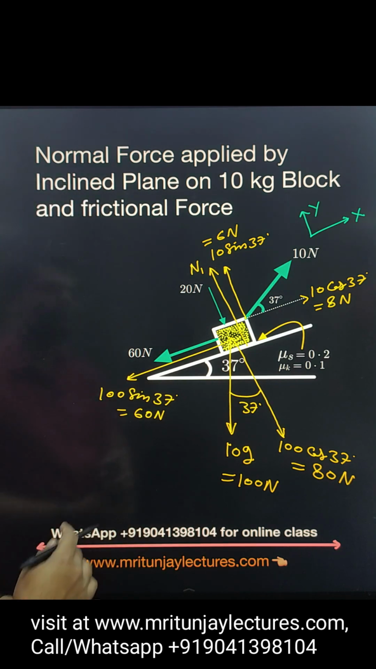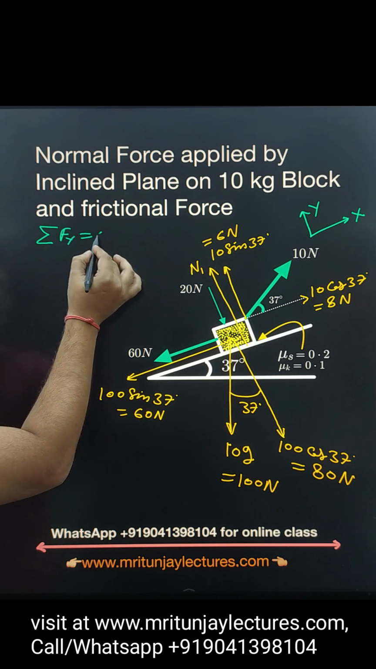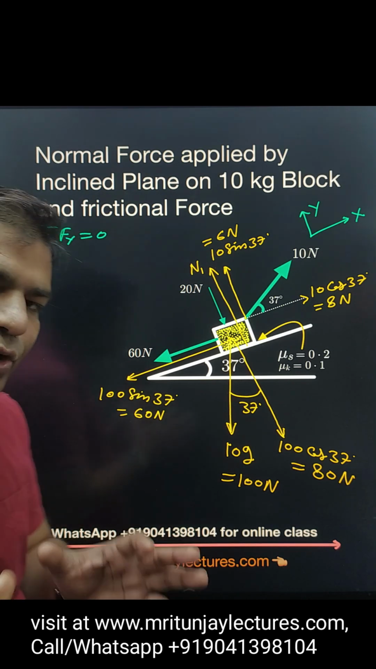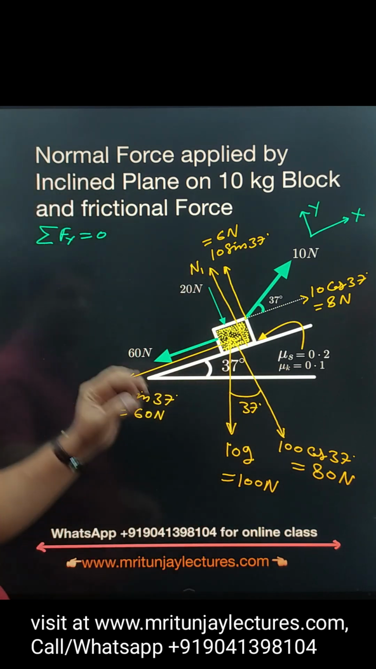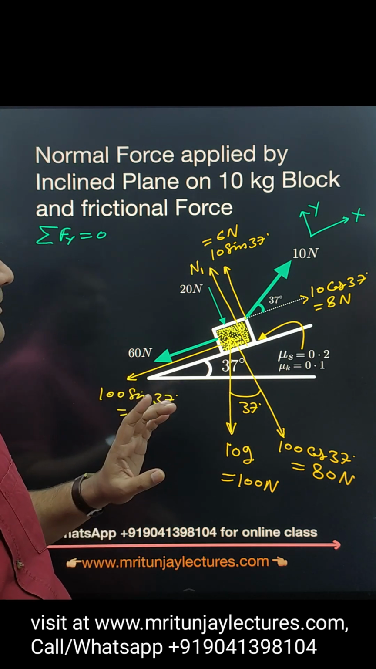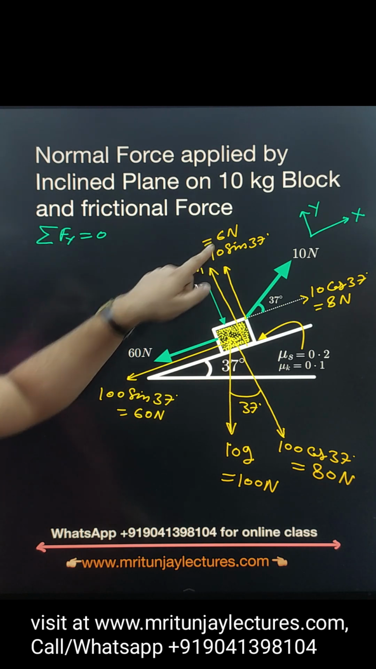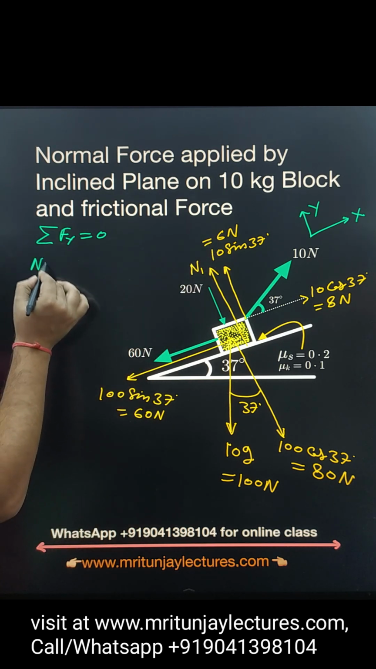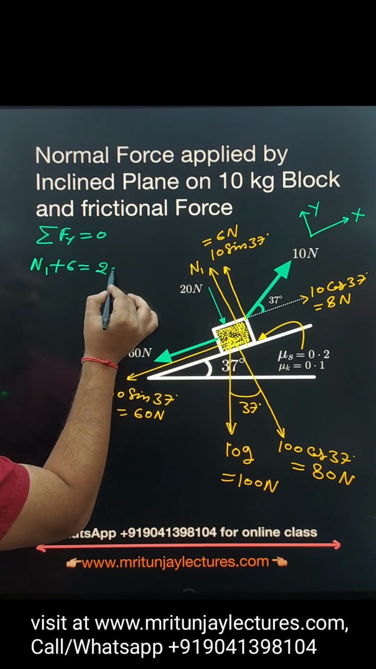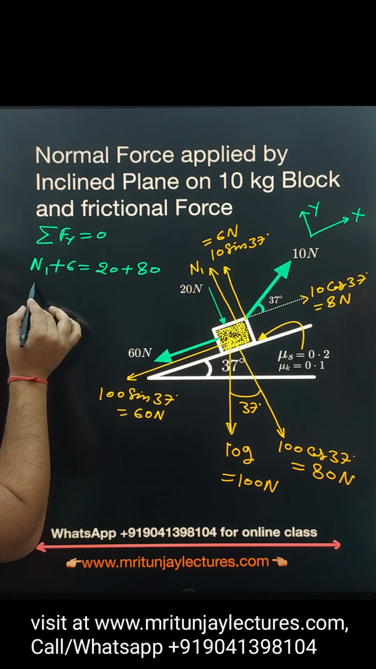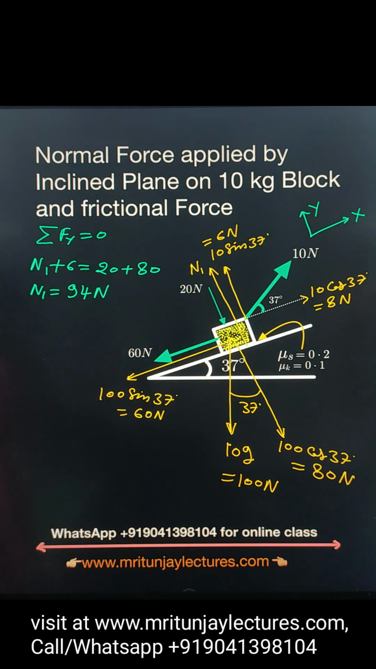Okay, so the net force along the capital Y axis is 0. If N1 comes out positive, it means your assumption is right. If N1 is negative, it means your assumption is wrong. Look here, N1 plus 6, this is equal to how much? 20 plus 80. So N1 is how much? 94 Newton. Okay, I hope it is clear.